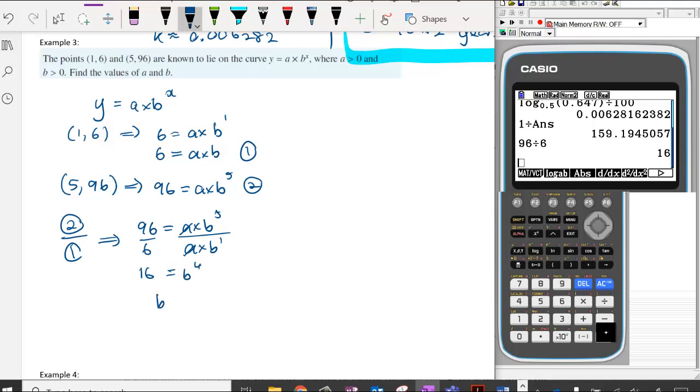And to isolate b, we're looking at the quartic root, and we don't have to worry about the negative side of this because a and b must be positive. The quartic root of 16. So we end up with b is equal to 2.